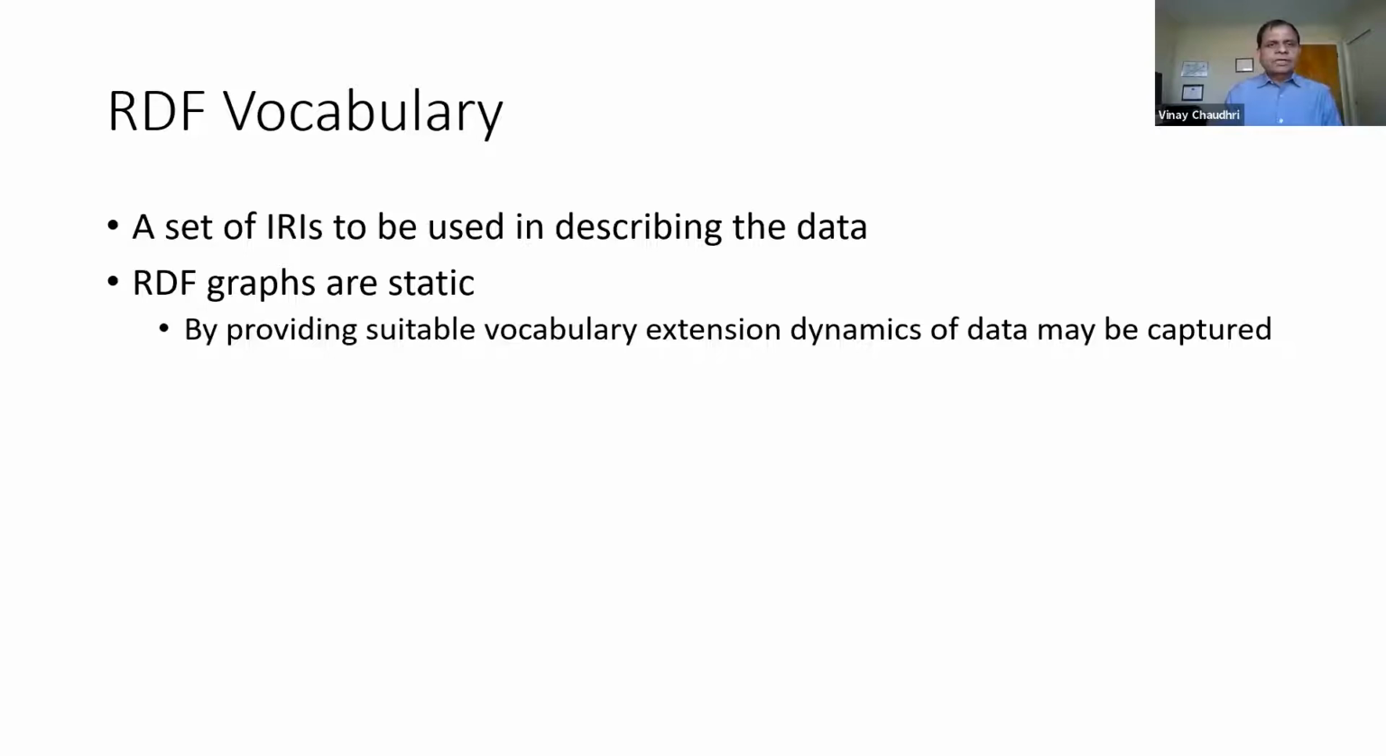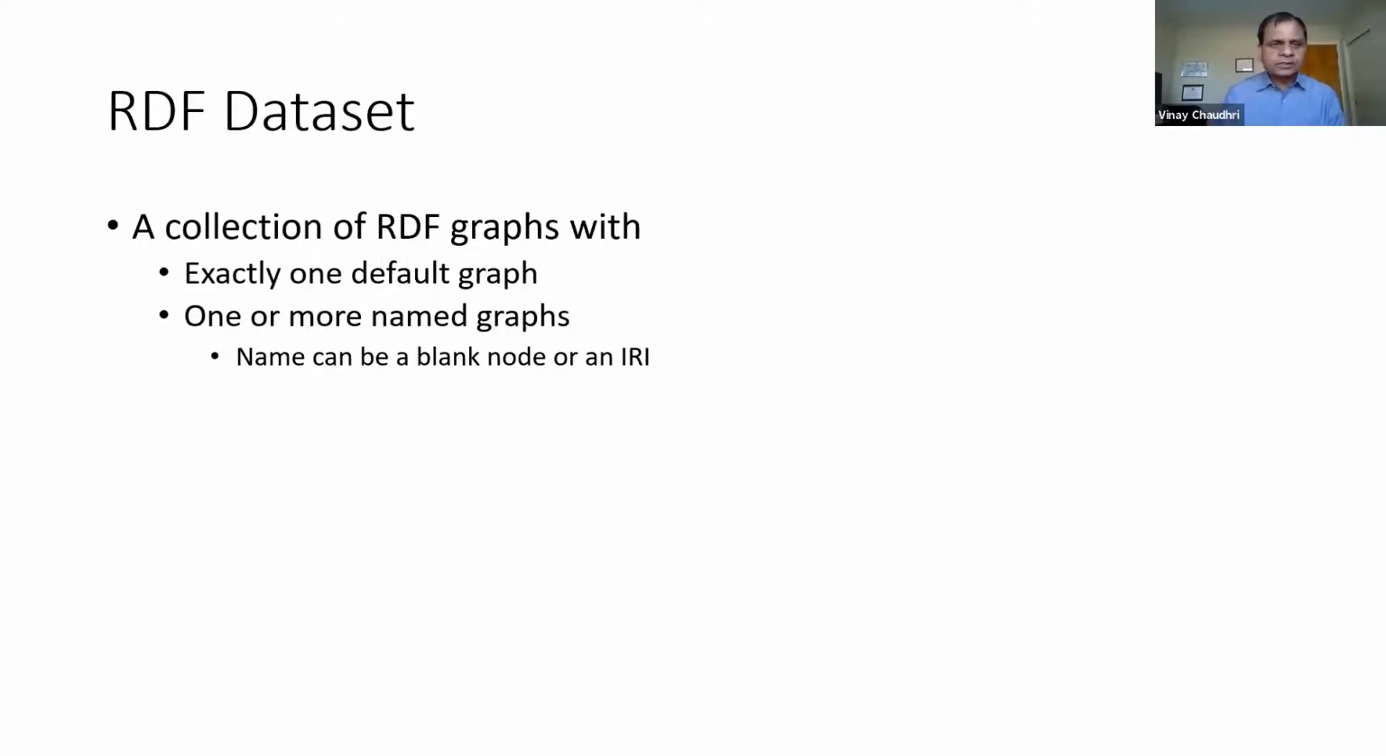The RDF vocabulary is defined as a set of IRIs which are used in describing the data. In general, the RDF data or graphs define a static view of the world, which is fixed at any given point of time. But there are some extensions in the RDF vocabulary which allow us to capture the dynamics of the data also. I'm not going to cover that in this lecture, but I just wanted people to be aware that there exist facilities to capture the dynamics.